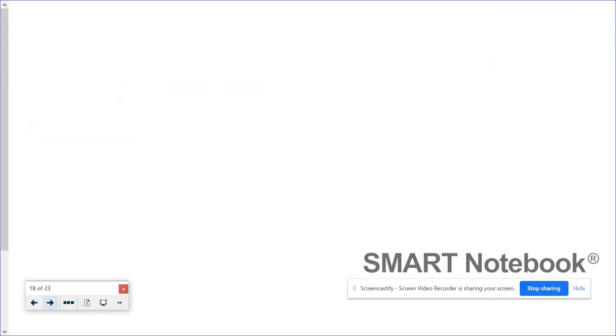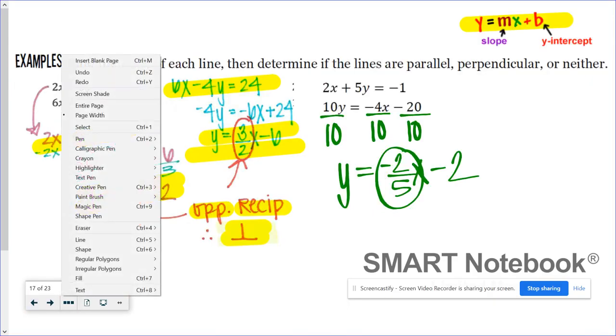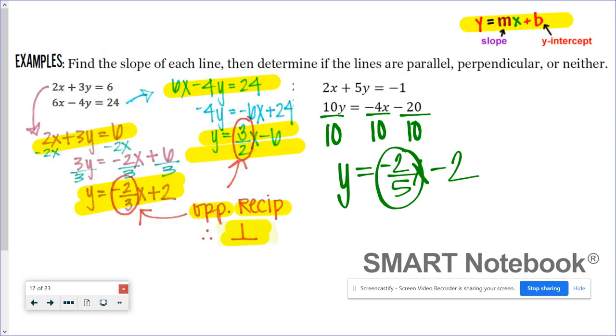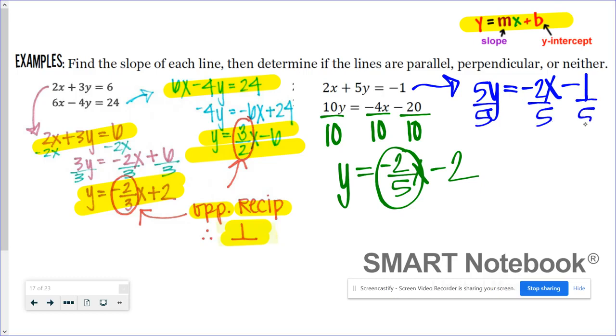But that first line you're going to have to rewrite, and I thought maybe I had already saved us time and done that for you, but I guess I didn't. So the first thing I would have to do is subtract 2x from both sides. So I'll have 5y equals negative 2x minus 1, and then I have to divide everything by 5. And so I get y equals negative 2 over 5 times x minus 1/5. And so this line has a slope of negative 2 over 5 as well. So we're talking same slopes here, which makes these parallel.